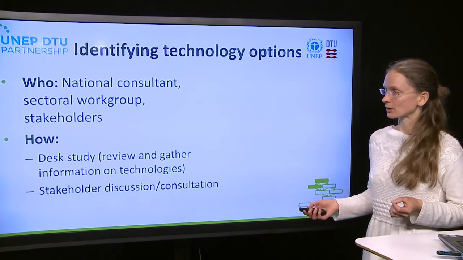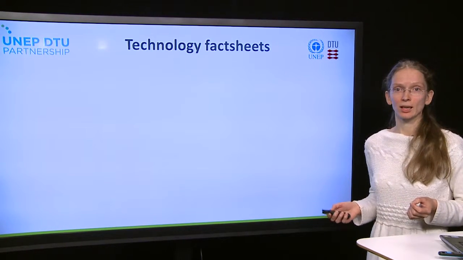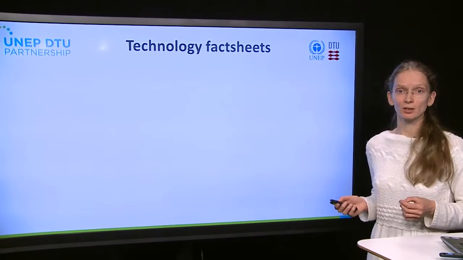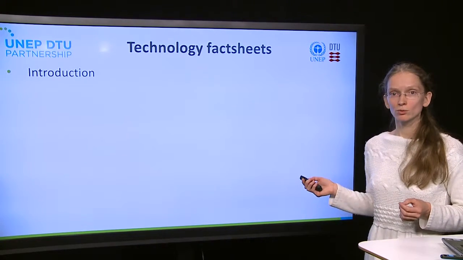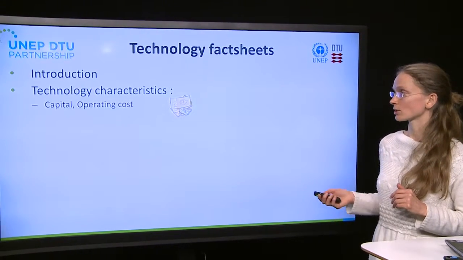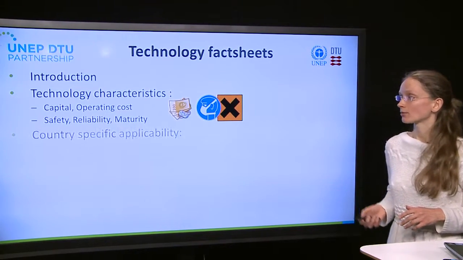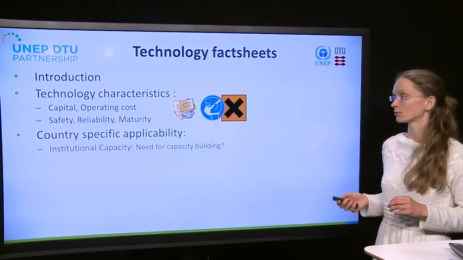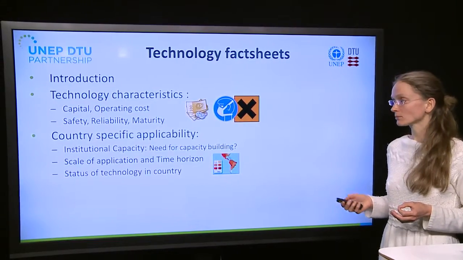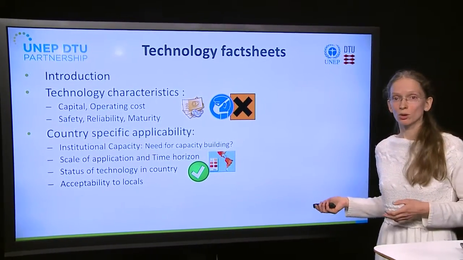So for the stakeholder discussion, what they should have is a list of options, but also they should complement it with some basic information. And one way of sharing this information is technology fact sheets. Now I'll show you an example of what a technology fact sheet can contain. It can have some introduction where you give a general background on technology and basic technology characteristics such as capital and operating cost, safety, maturity and reliability of technology, and very importantly, country-specific information. For example, institutional capacity, scale of application and time horizon, the status of technology in the country right now, and its acceptability to locals potentially.